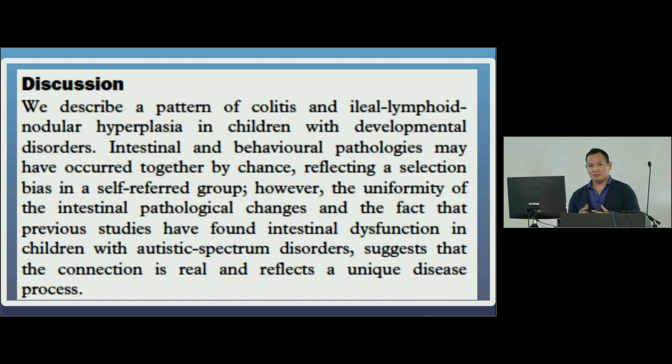But it didn't connect to autism. But now they're saying that these measles vaccines are destroying the intestines, and that you see that in autistic spectrum disorder children. So the conclusion is that the connection they saw is not by chance, but is real, and it reflects a unique disease process.